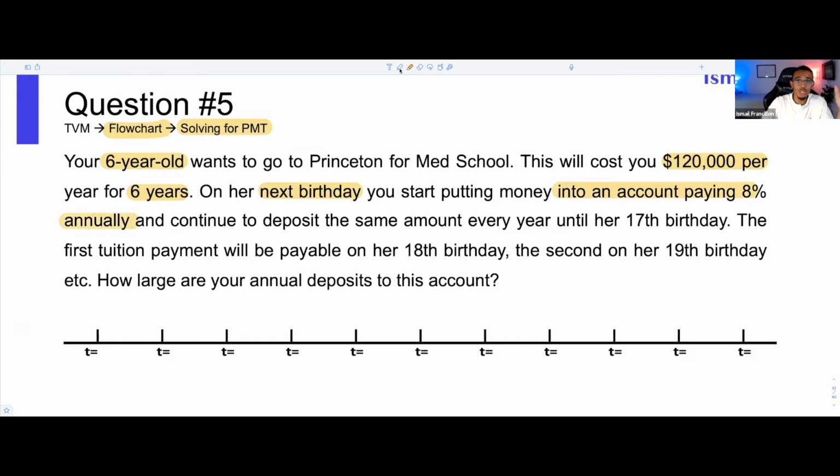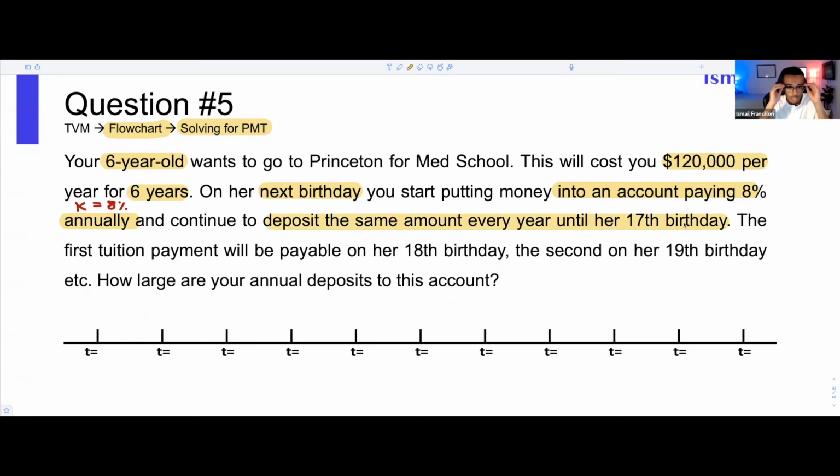So we know for sure that this is going to be our K. Our K will be 8%. We know that that's going to be an annual rate, okay? And we know that we're going to deposit this amount every year until her 17th birthday.